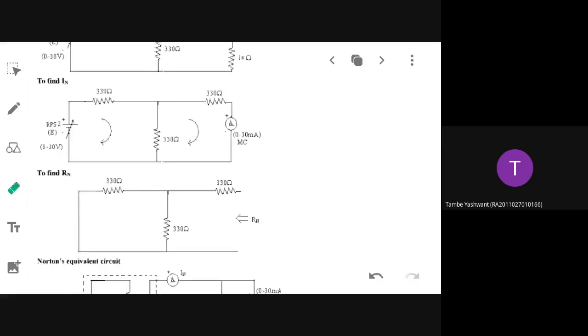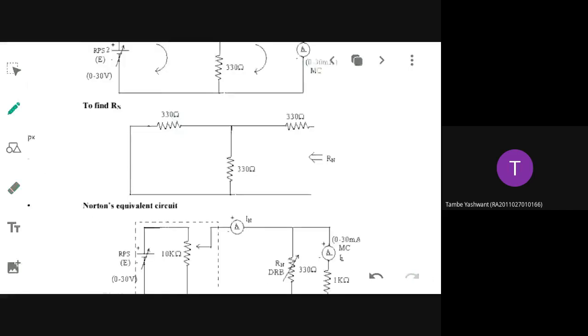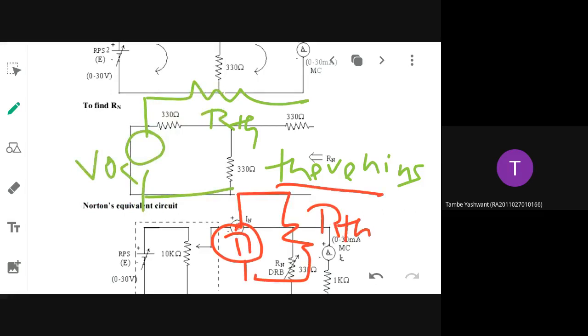Then you have to draw the Norton's equivalent. Norton's equivalent means what? It is the inverse or dual of Thevenin's equivalent. Thevenin's equivalent means one voltage source in series with RThevenin. That is Thevenin's. But on the other hand, if you are drawing a current source in parallel with RThevenin, then that circuit will be called Norton's equivalent circuit. Here it will be ISC. This circuit you have to draw finally. That's all.